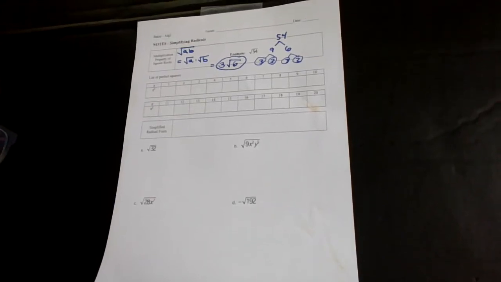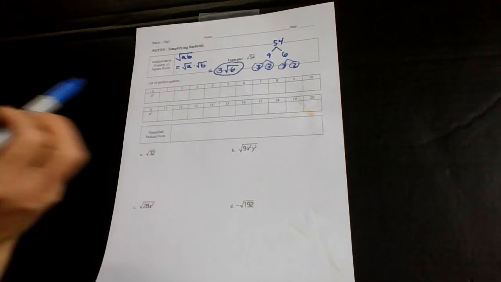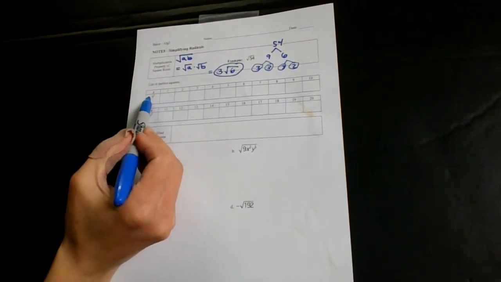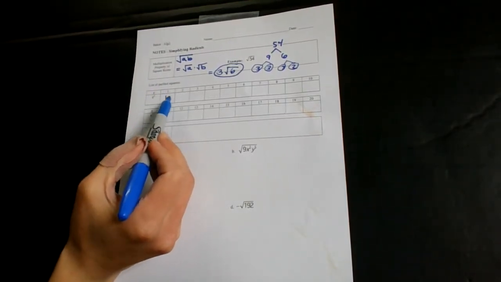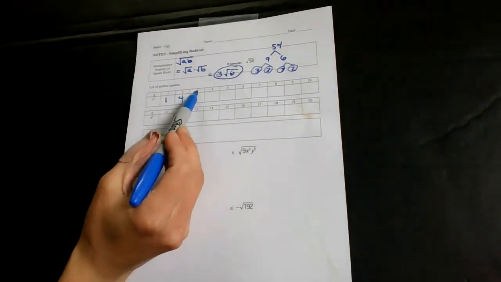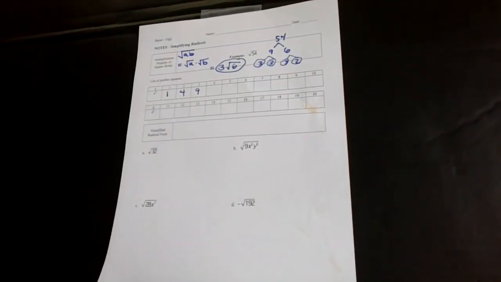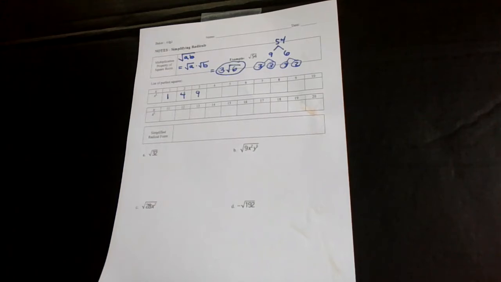Okay, so below it says list of perfect squares. We're just going to take the number above, and then if we were to square that number, we're going to put that answer down below. So 2 squared is 4. 3 squared, 9. And so on. If you want to keep going, I'll give you a minute to do that.